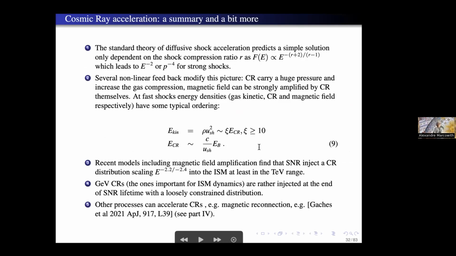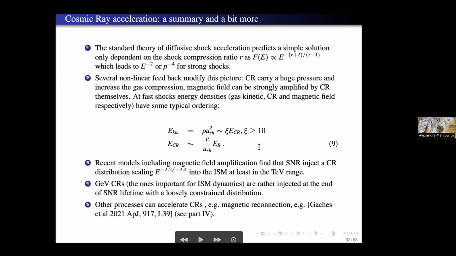So this is the takeaway message. Basically, you have a theory which predicts E^-2, or P^-4 in momentum. Basically, you have some kinetic energy at the shock, which gives about 10% into cosmic rays, and then cosmic rays can produce about this level of magnetic field. You have a ratio of c to the shock speed for the magnetic field. They are able to produce magnetic field, as I showed you for the filaments of the supernova remnants. But the problem is that this is intrinsically a non-linear process, which is still under investigation. It's very difficult.